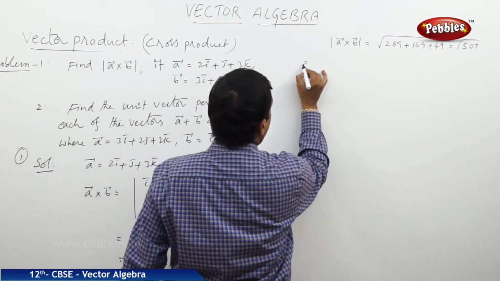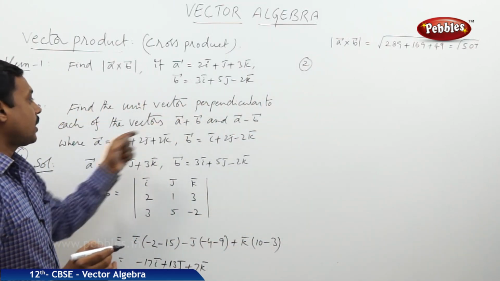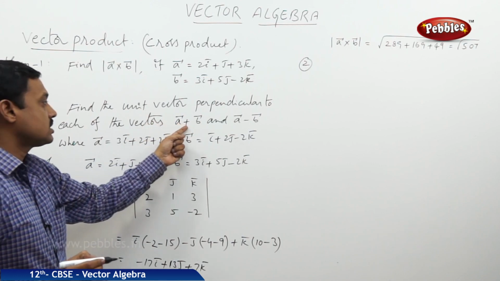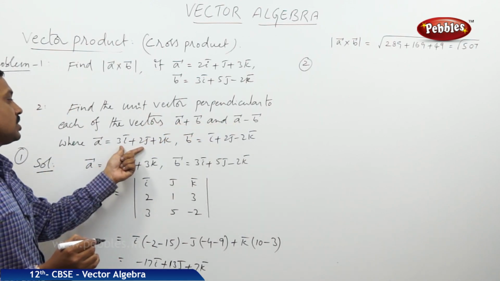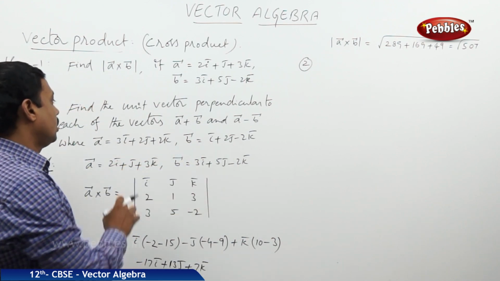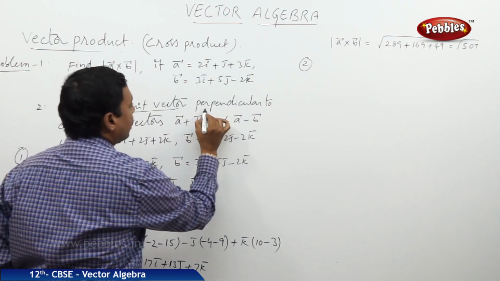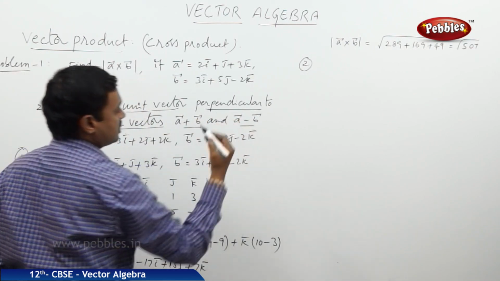Now the second one. Find the unit vector perpendicular to each of the vectors A plus B and A minus B, where A bar is equal to 3i plus 2j plus 2k, B bar is equal to i plus 2j minus 2k. Find the unit vector perpendicular to the vectors A plus B and A minus B.